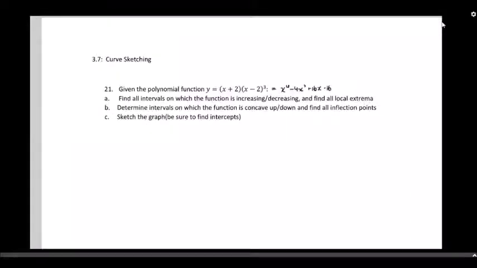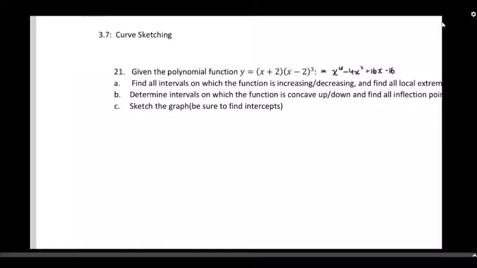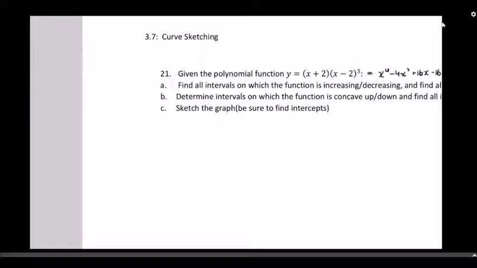Okay, number 21, given the polynomial function x plus 2 times x minus 2 to the third power, which if you were to multiply out equals x to the fourth minus 4x cubed plus 16x minus 6, we've got to find where the function's increasing, decreasing, local extrema, intervals, concave up and down, inflection points, sketch the graph. So a lot going on here. Part A, intervals in which the function is increasing and decreasing. Find the local extrema. That's the first derivative test.